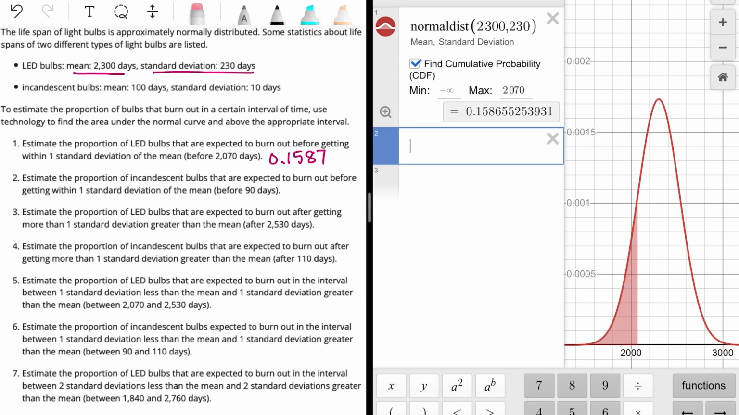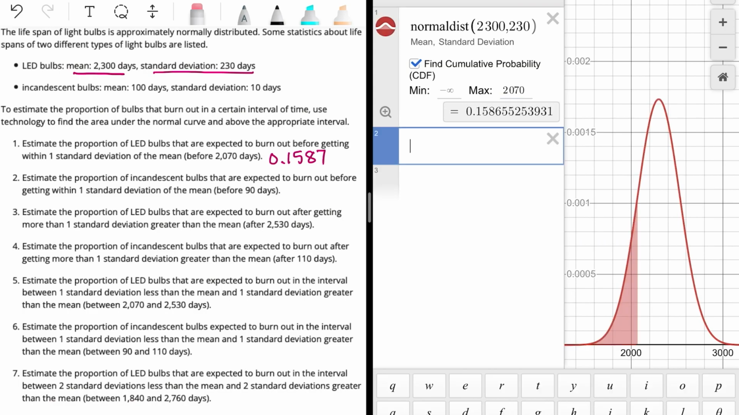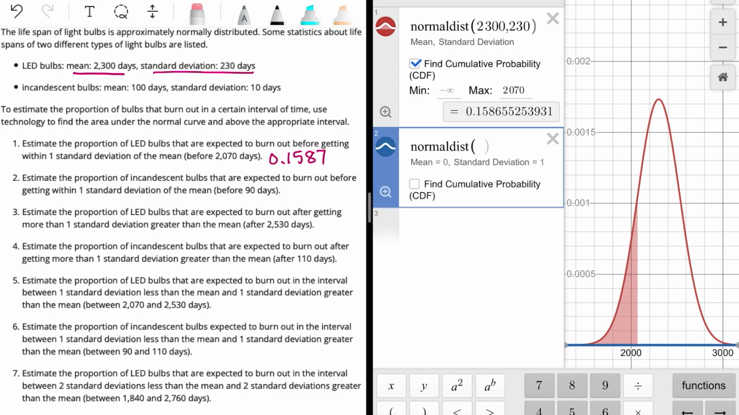Then we're going to skip to number 3 so that we can just keep using the same distribution. Although I wonder if we can, let's try this. We'll try putting them both on the same graph. That might make it hard, because we might not be able to see them, but that's okay. We'll look and see if we can work that out. So this time it was 100 days for the mean for your incandescent, and then 10 days for the standard deviation.